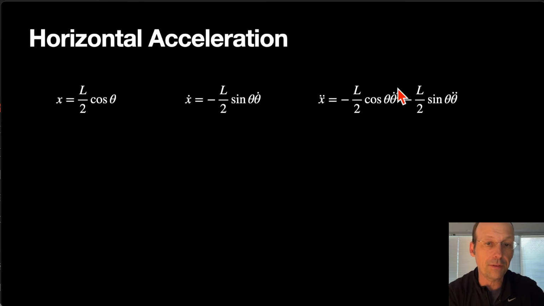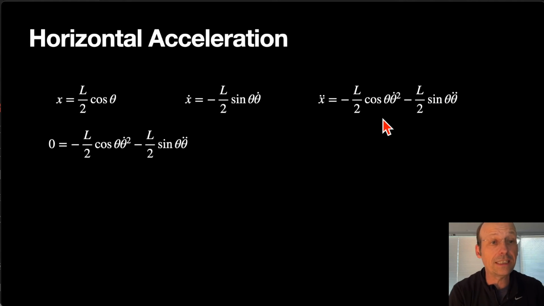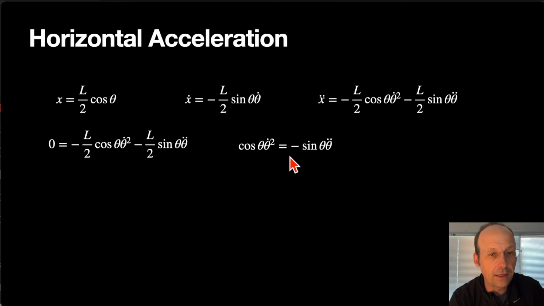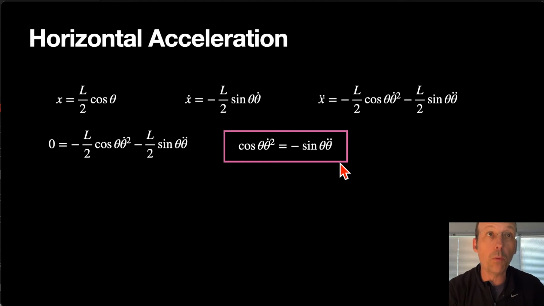That's theta dot times theta dot, which is theta dot squared. And then I take this negative L over 2 sine theta, and I have to take the derivative of theta dot, and I get theta double dot. So that's my acceleration in the x direction. And remember, I want to set that equal to 0. So I have 0, and that's just the same thing. The L's cancel, the 2's cancel, and I can move this to the other side: cosine theta, theta dot squared, equals negative sine theta, theta double dot.